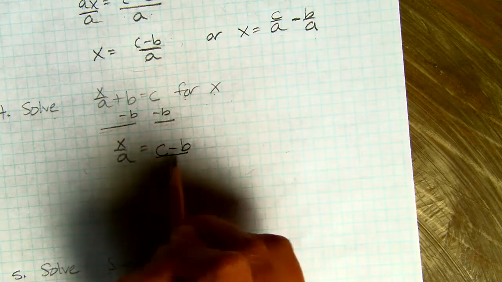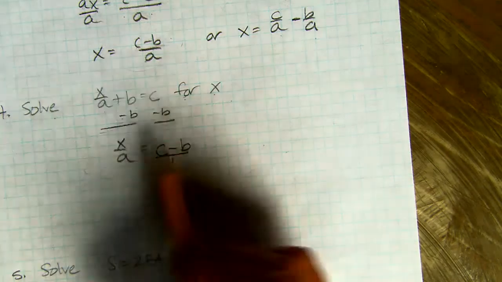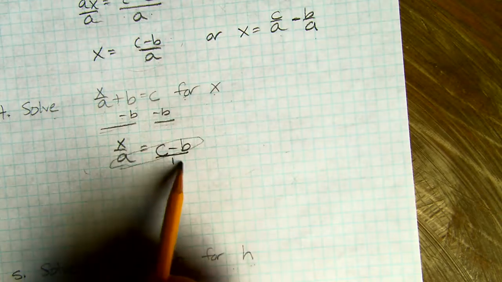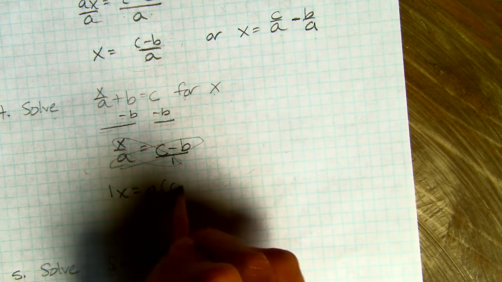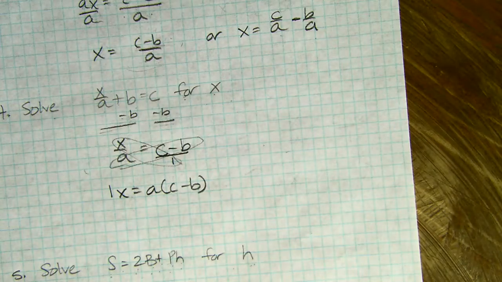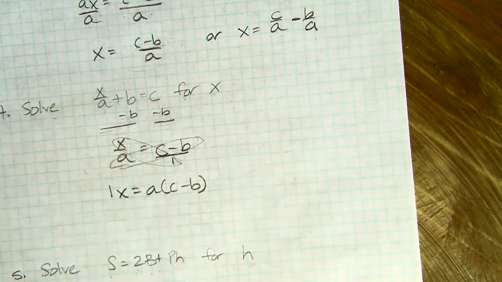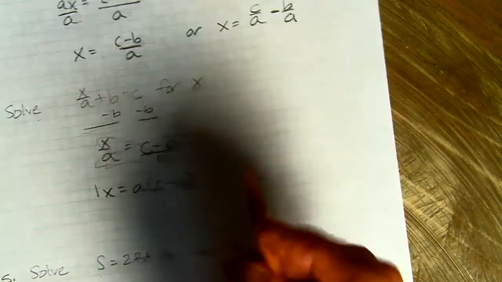If this is a fraction, I could almost look at this and say, oh look, we have a proportion, this times this. So 1 times x equals a, and remember that we need to distribute, right? A times this entire quantity, c minus b.